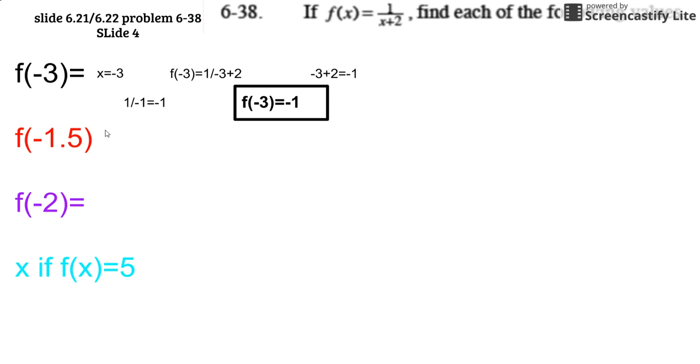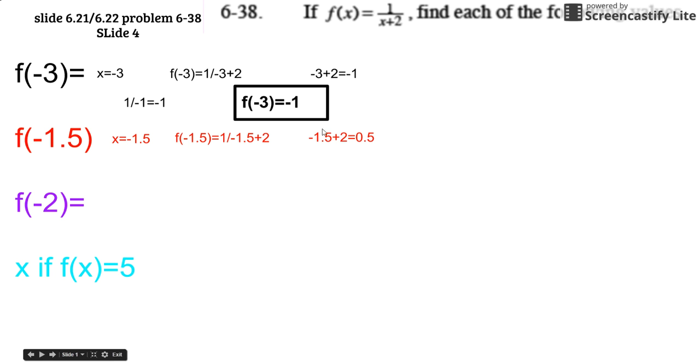So we determine what x is. x equals -1.5. We plug this into our equation. So function of -1.5 equals 1 divided by -1.5 plus 2. And the equation is just up here. You just plug it into whichever one you're using.